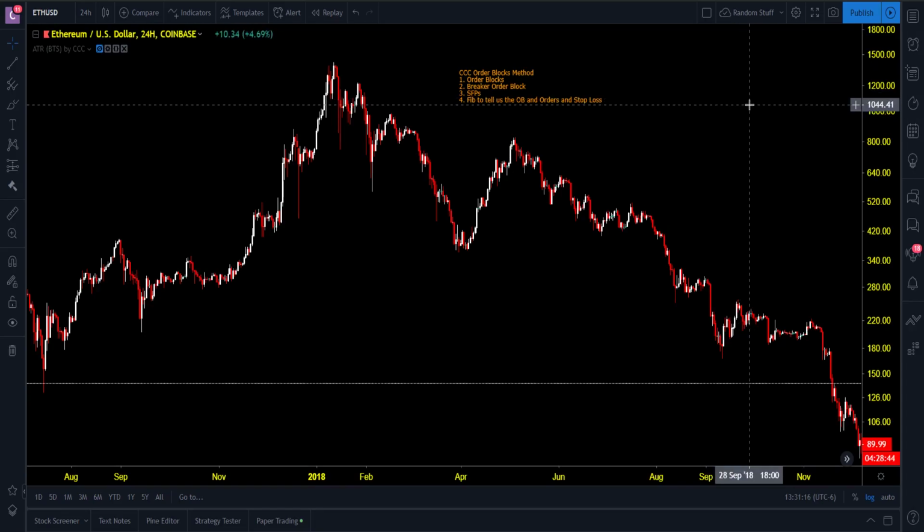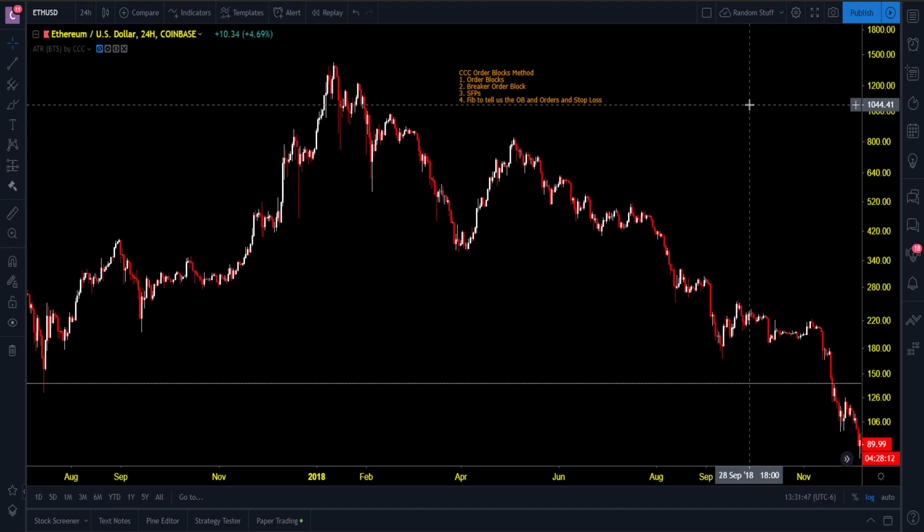Hey everyone, so today I'm going to quickly see if I can go through my order blocks type of method that I've been using for the last 6 months or so. I use it in combination with some of my other methods. I'll just be trying to do a quick 5 or 10 minute video of what to look for: what order blocks are, what breaker order blocks are, SFPs, and fibs, and how I use the fibs to tell me basically my orders and stop loss.